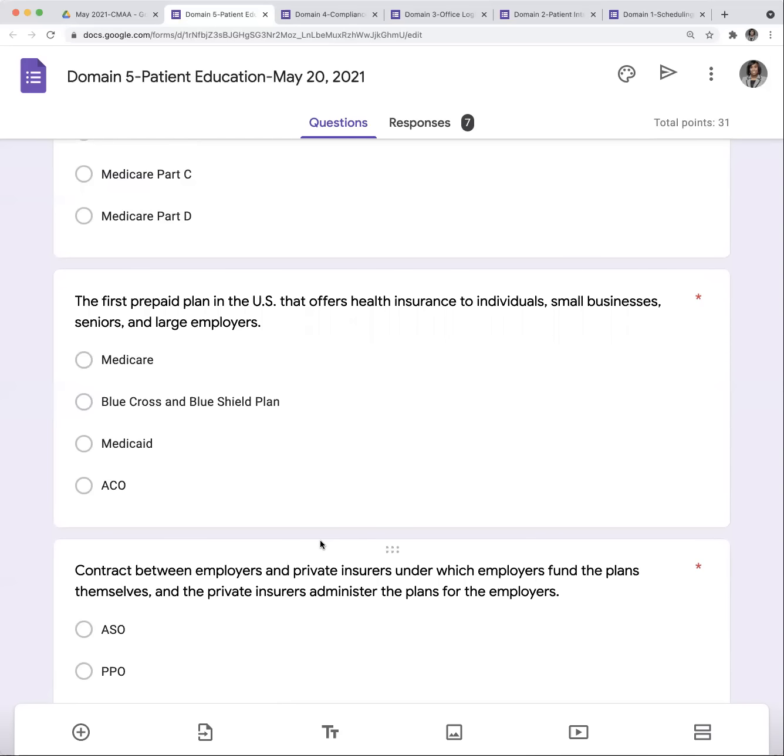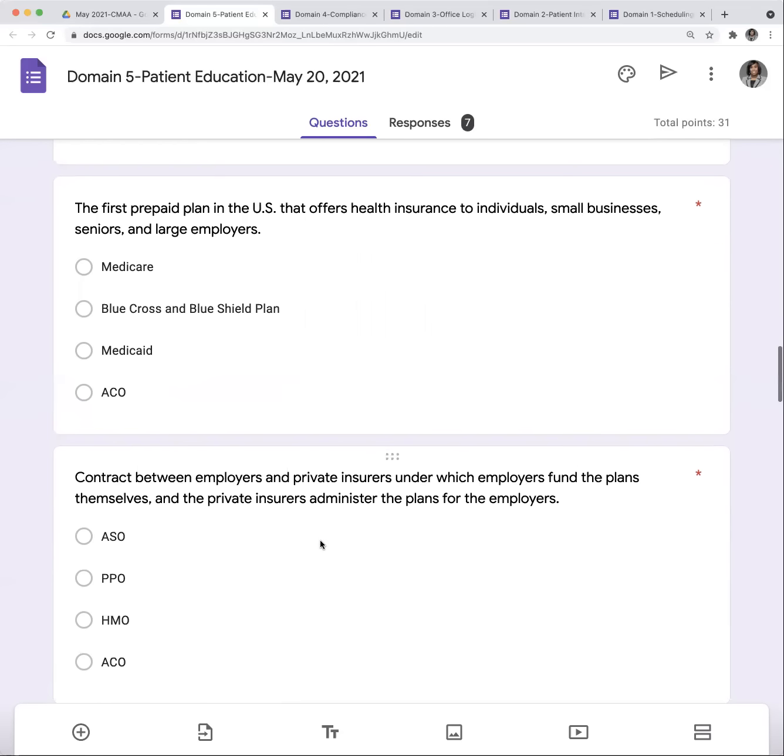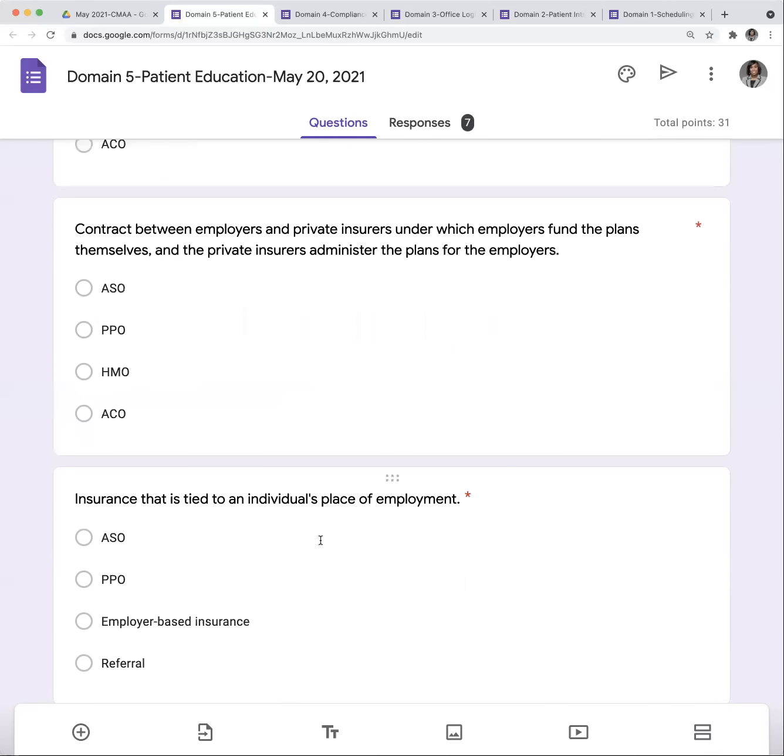The first prepaid plan in the US to offer insurance. Blue Cross and Blue Shield. They used to be called just Blue Cross, and then they became Blue Cross and Blue Shield. A contract between employers and private insurers.